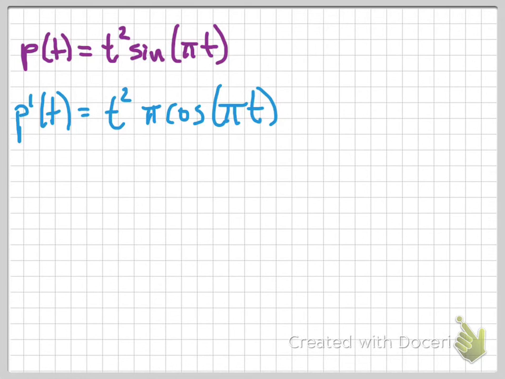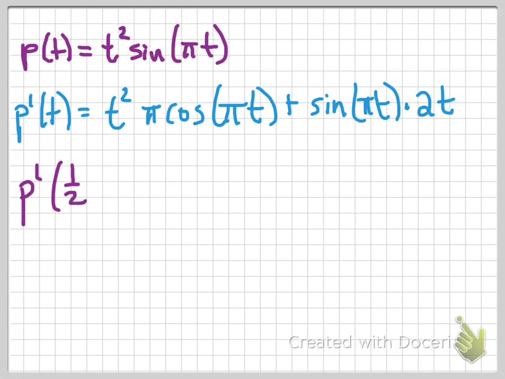So that's my first times the derivative of the second. Now I'm going to do plus the second, sine pi t, times the derivative of my first. t squared is going to be 2t when I power rule it. Next step is I want to know what is P prime, the velocity, at half a second. So we're going to plug in 1/2 and get an answer, which means everywhere there's a t becomes a 1/2.